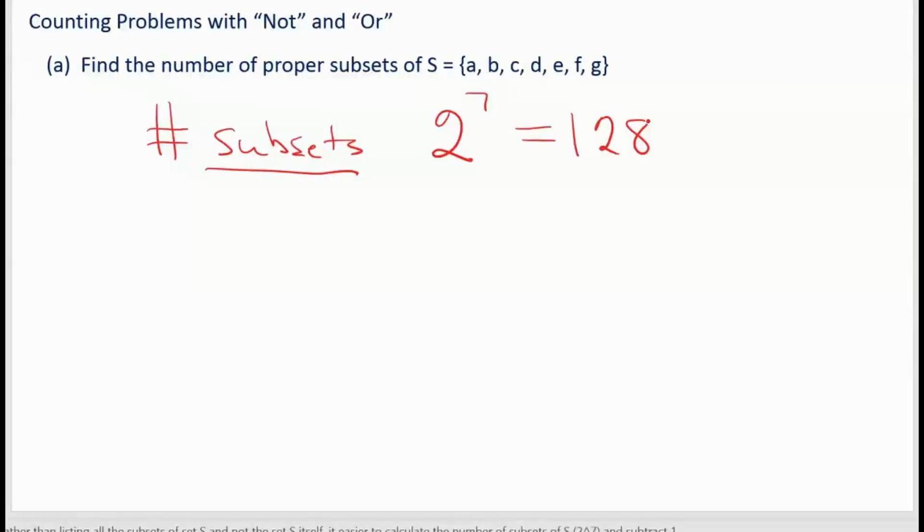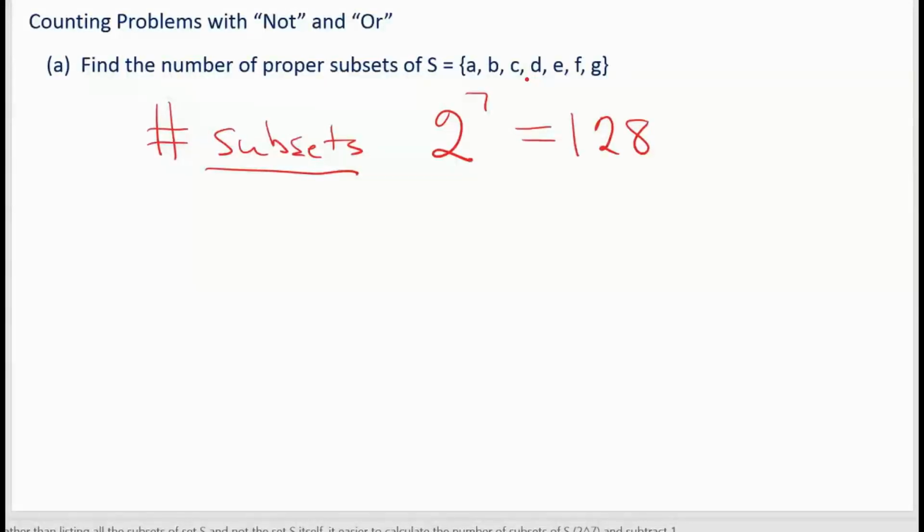You could start to write them down, but that's a bunch of subsets. You have the set A by itself, the set B by itself, C by itself, each of them by themselves. The empty set is also a proper subset, and then you could combine A and B together, A and C, A and D, A and E, and every way you could combine 2 together, and then 3 together, and then 4 together. See what I mean? It would get big.